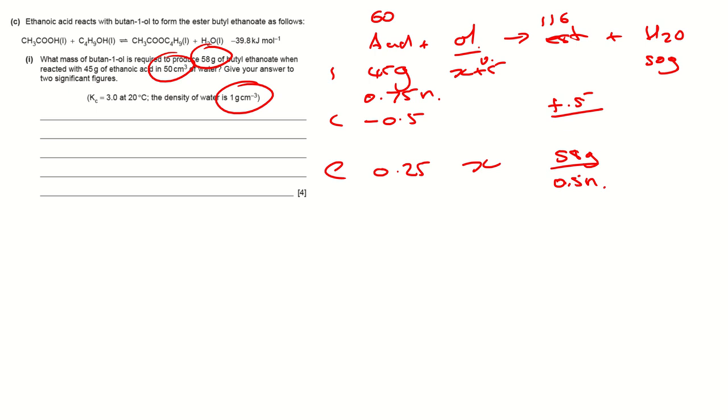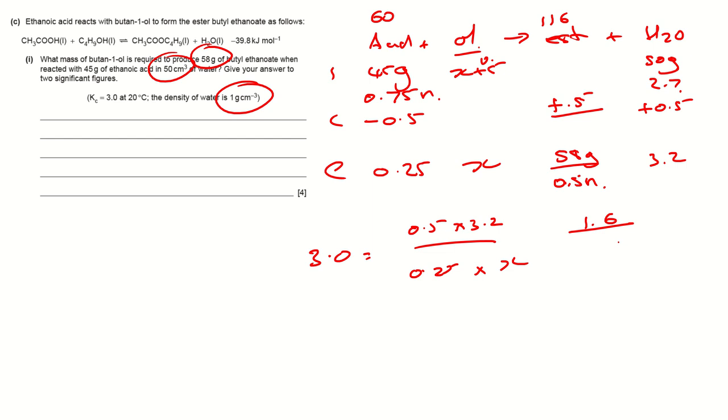So that starts off at 50 divided by 18. It's just mass over RFM. So the moles of water that I have to begin with is 2.7. I will, of course, also make 0.5 moles of that for the simple reason that they're made in a 1-to-1 ratio with the ester. Okay, I'm now ready to start putting things into my equation, my Kc expression, I should say. So that means that 3.0 is equal to 0.5 multiplied by 3.2 divided by 0.25 times whatever X happens to be. So 3.2 multiplied by 0.5, sorry, is of course 1.6.